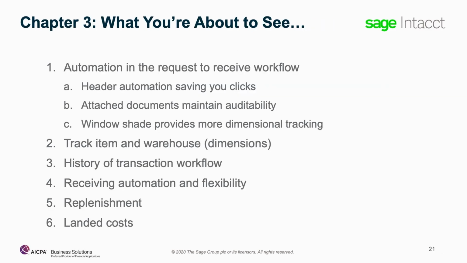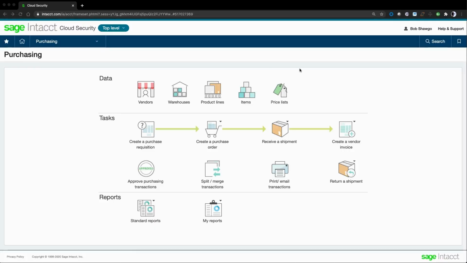In our demo, I'm going to show points of automation in the request to receive to pay workflow. I'll show how we track items and warehouses as dimensions to create visibility and reporting. We'll also look at the history of the transaction workflow, receiving automation and flexibility and replenishment. I'll also show you how we automate calculating actual landed costs to see a clearer picture of profitability. Let's move to look at purchasing.